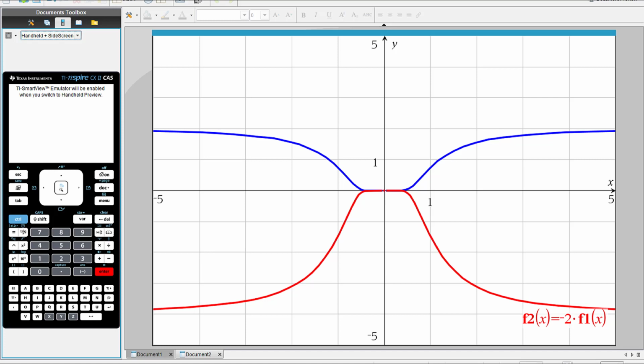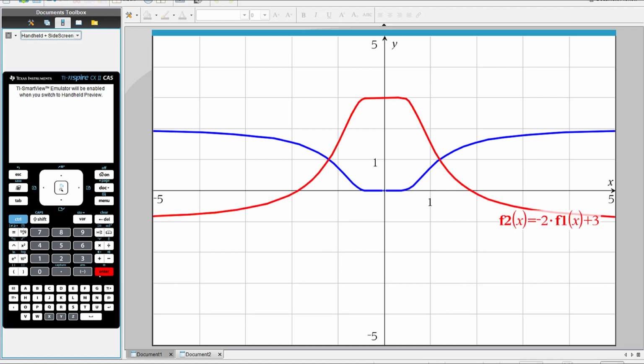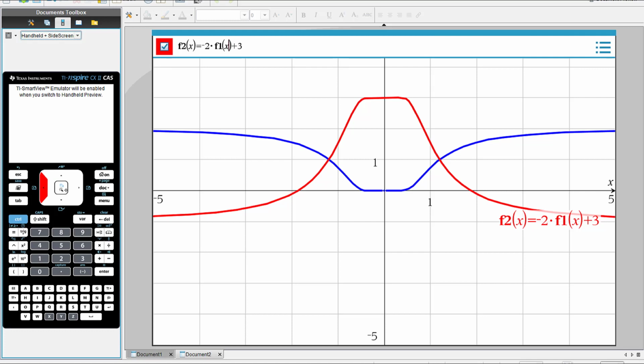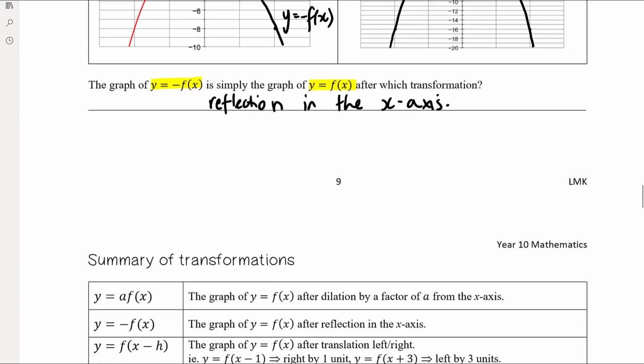And obviously we can start to combine all these things together. So we could also add in a plus 3 and translate that shape up by 3. And then we could also change it so that it's f of x plus 1 inside the bracket, so that's going to move it to the left by 1. Okay, and we can combine together all of our transformations. Once we know the basic shape of a function, we can then sketch all the variations of that by understanding our transformations.